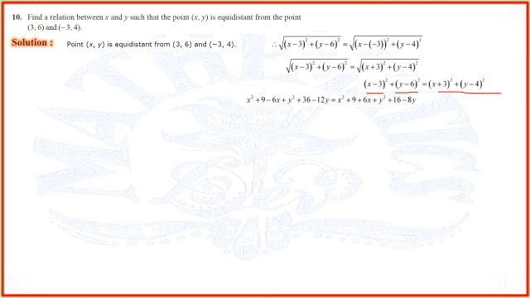Then solving, (a minus b) whole square in the left side, and (a plus b) whole square on the right side. So x square plus 9 minus 6x and y square plus 36 minus 12y. Right hand side again (a plus b) whole square is a square plus b square plus 2ab, and (a minus b) whole square is a square plus b square minus 2ab. So then x square and x square cancelled, y square and y square cancelled, and then we have this 9 and this 9 also cancelled.